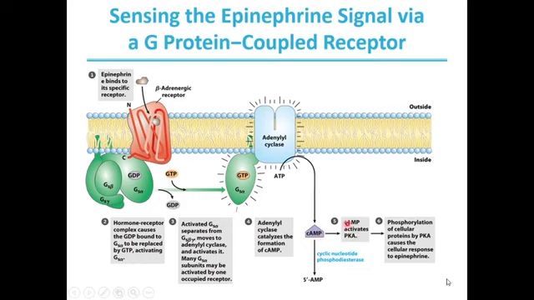Cyclic adenosine monophosphate activates PKA, and PKA is protein kinase A. It's another protein which initiates phosphorylation of cellular proteins, and this causes a cellular response. And so this is the response that is initiated by epinephrine binding to the beta adrenergic receptors. We will discuss in detail what this cellular response is as a result of PKA phosphorylation of other cellular proteins.